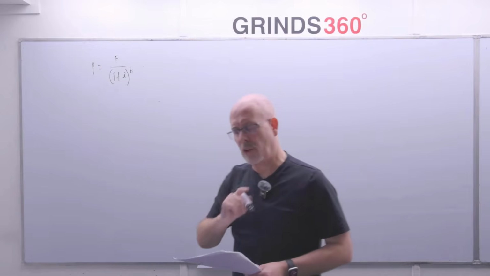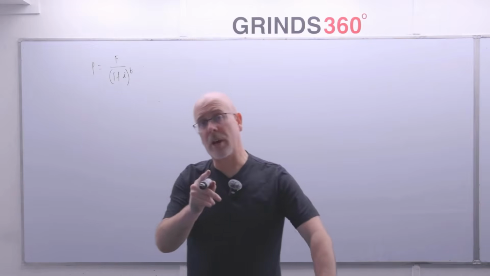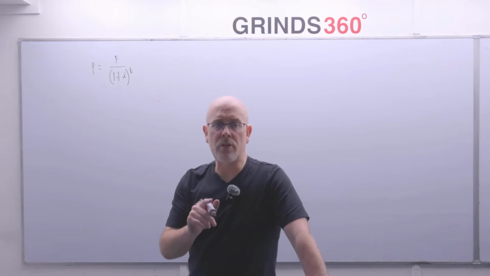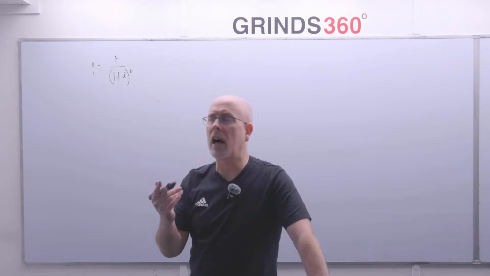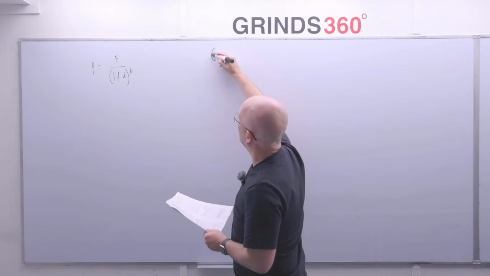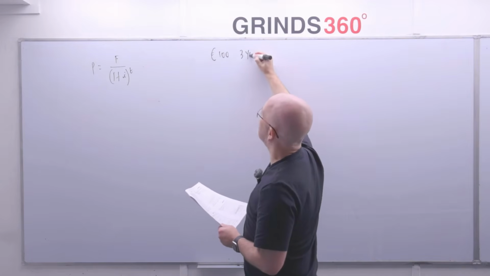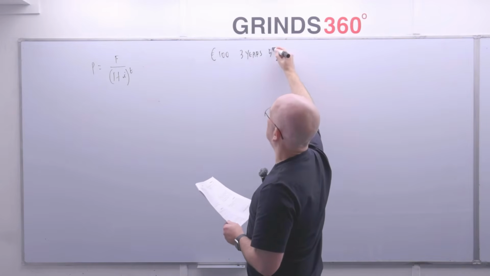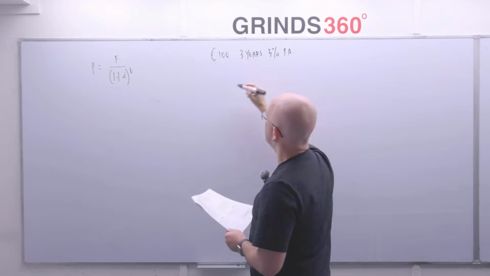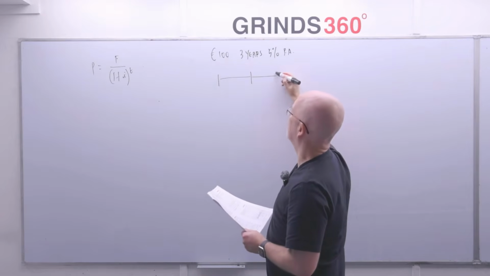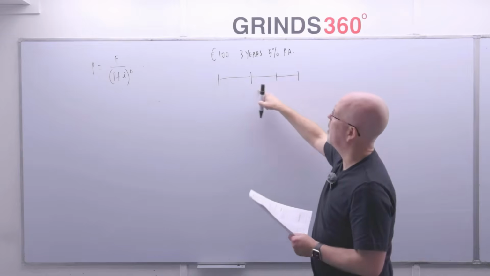Now, just before we kind of have a look at this one here, suppose, for example, you took out a loan from your bank and you said, right, I'm going to pay it back every year. I'm going to pay you €100, okay, every year for 3 years at 5% per annum, right? So let's say there's the 3 years there, right? There's year 1, year 2, and year 3.